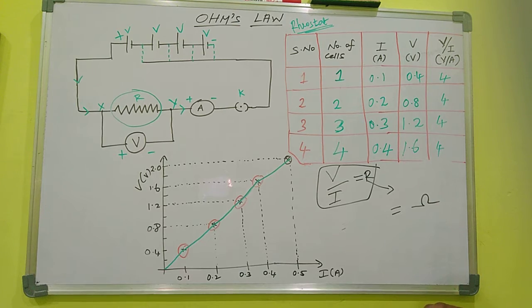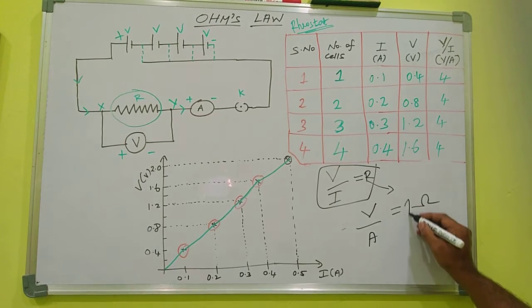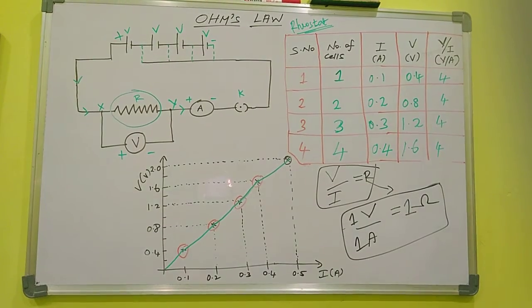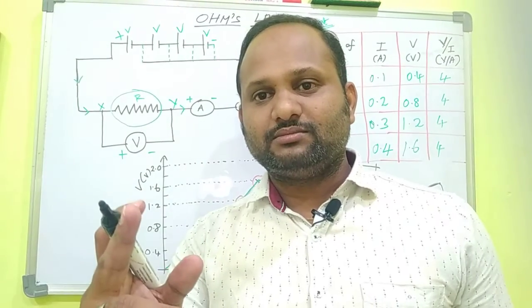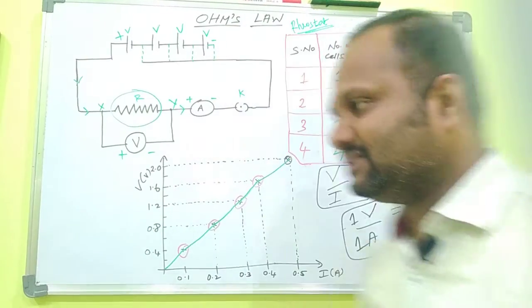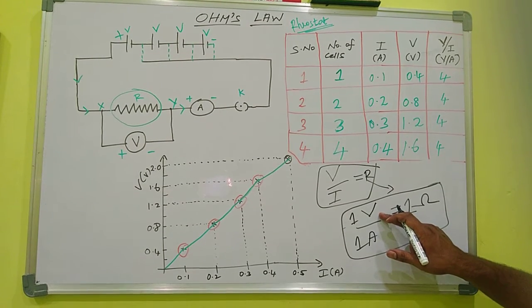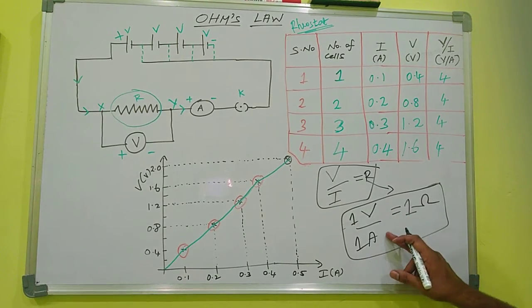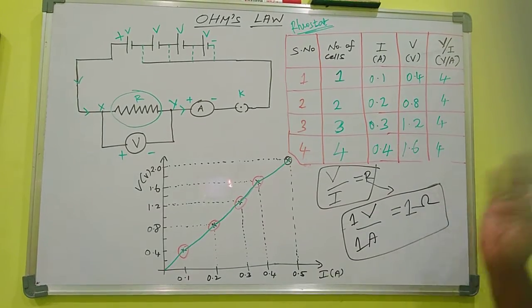What is the unit of potential difference? Potential difference unit is volt. Current unit is ampere. So 1 ohm is equal to 1 volt by 1 ampere. When the potential difference across the two ends of the wire is 1 volt, and the current passing through the wire is 1 ampere, then the resistance of the wire is said to be 1 ohm. That is the definition of 1 ohm.